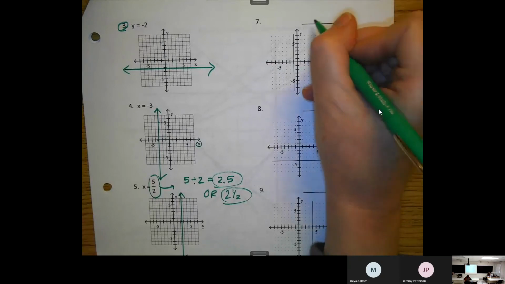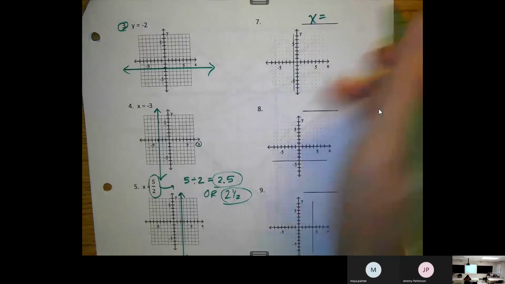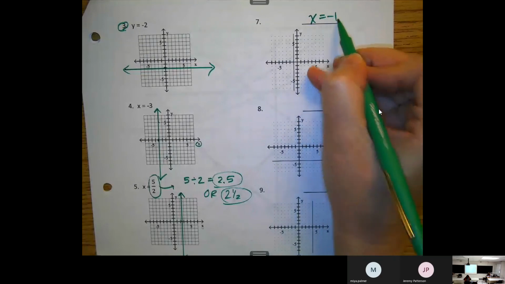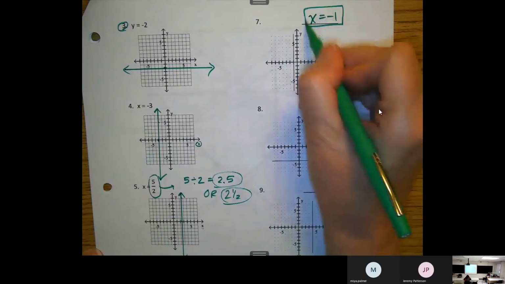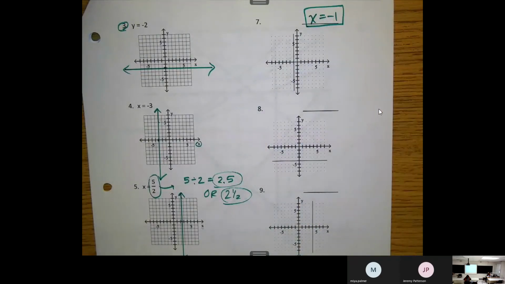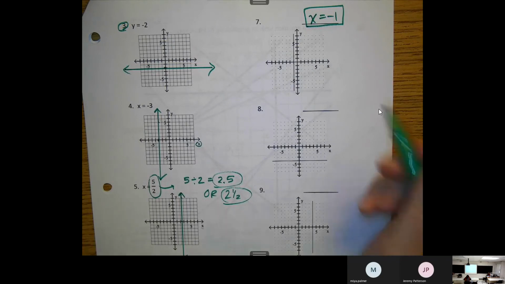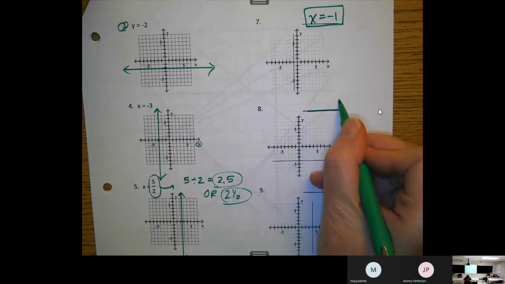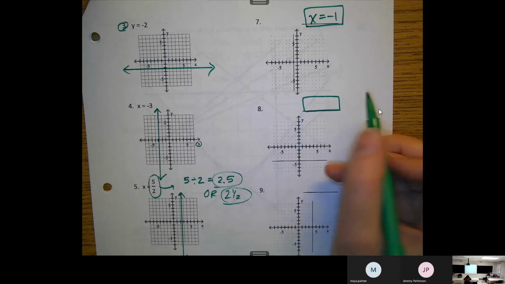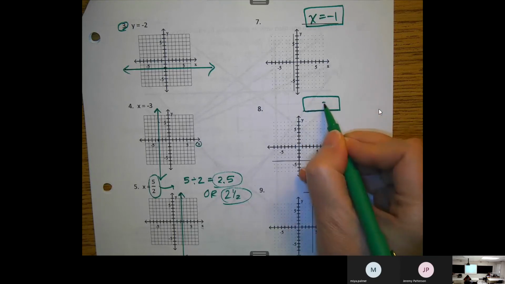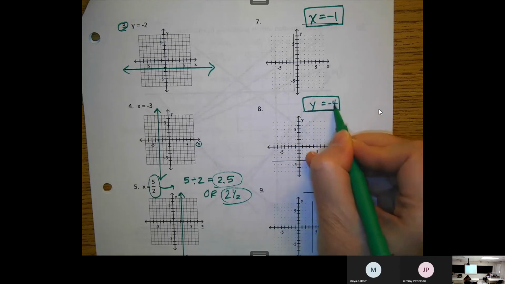Should be? x equals 1. Maybe a -1? Yeah, over on the left side? Yeah, nice. Now, Andre or Olivia, what are you getting for number 8? -4. y equals -4. Nice.